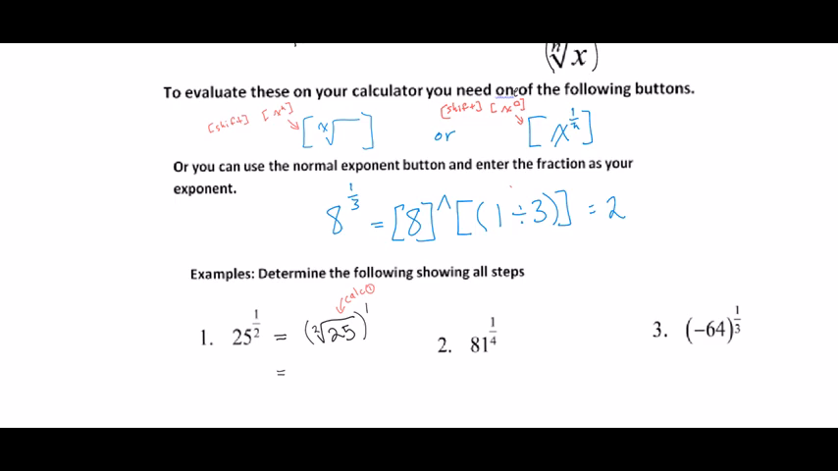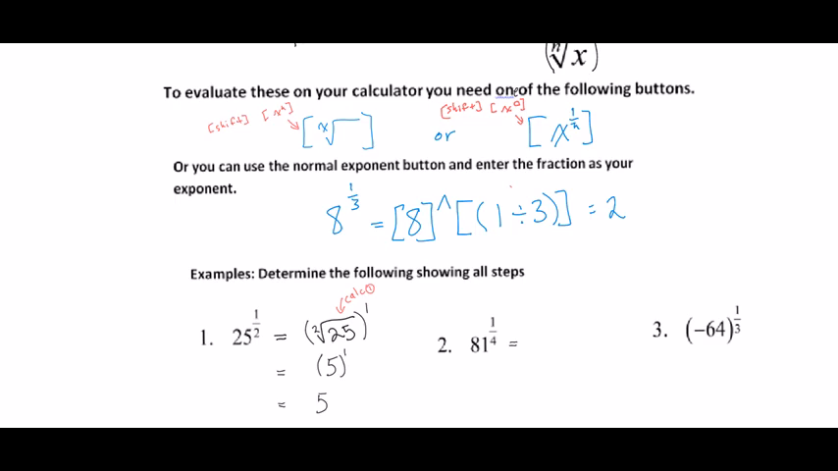So now let's take a look at that. The square root of 25. We use our calculator and we get 5. And then we're raised to the power of 1. And anything raised to the power of 1 is just its number again. So we end up with 5. Now let's do the same for the next problem.